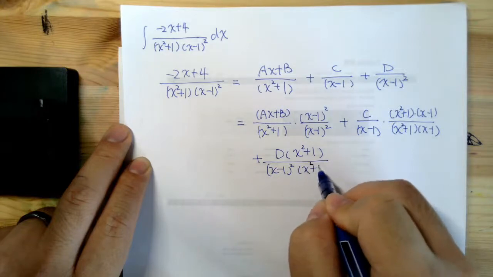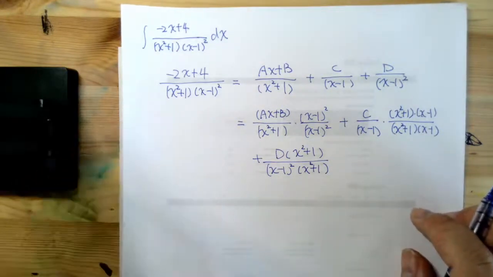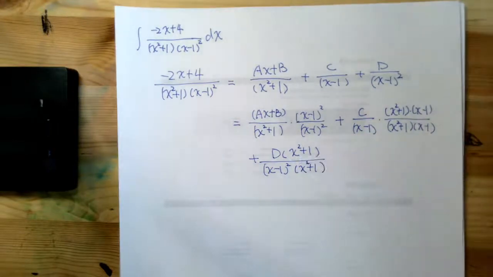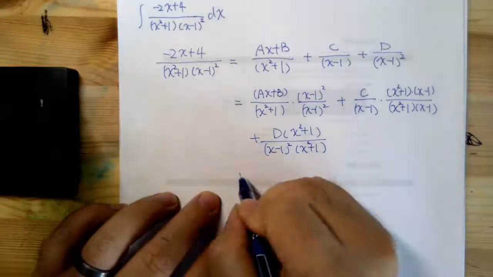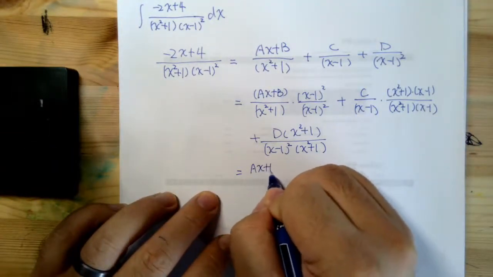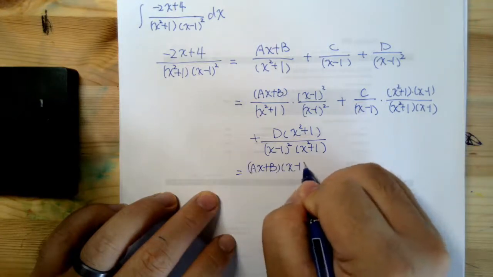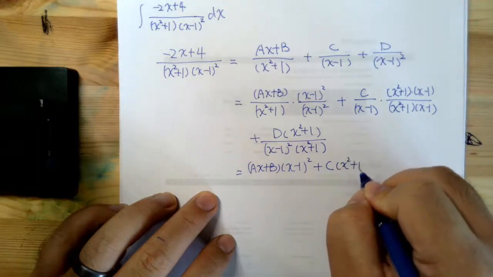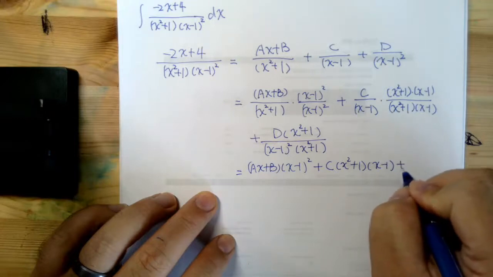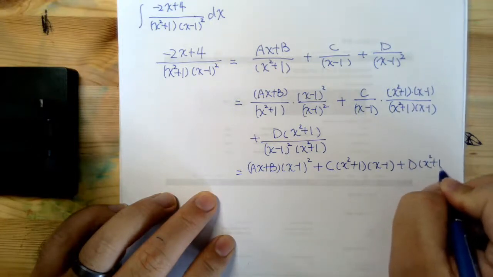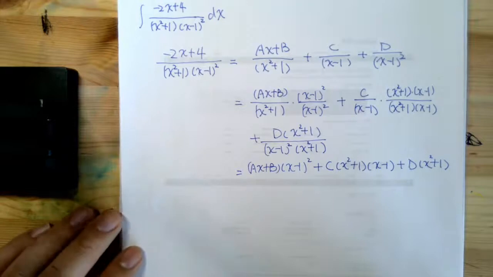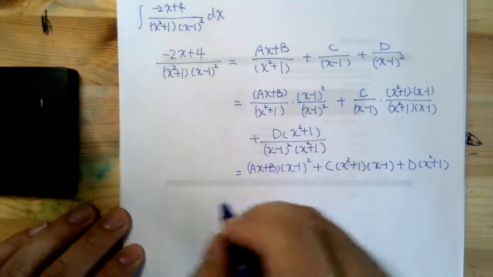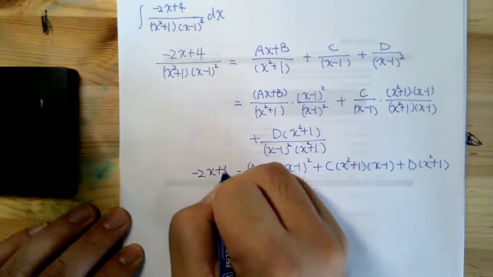And then plus d times x squared plus 1 over x minus 1 squared times x squared plus 1. So right now, by doing this, the denominator is the same thing, so I can add the numerators together, which gives us ax plus b times x minus 1 squared plus c times x squared plus 1 times x minus 1, and then plus d times x squared plus 1. Okay, so now maybe let's only focus on the numerator because the denominators are the same. So the numerator on the left is going to be negative 2x plus 4.